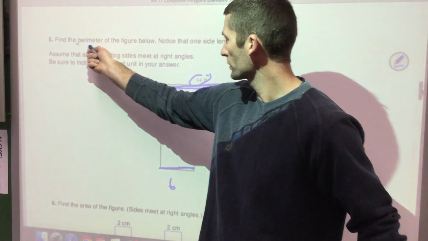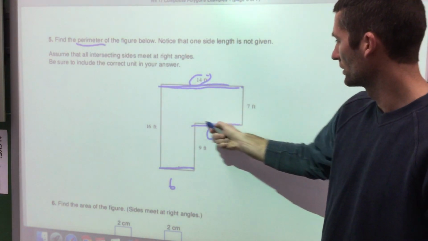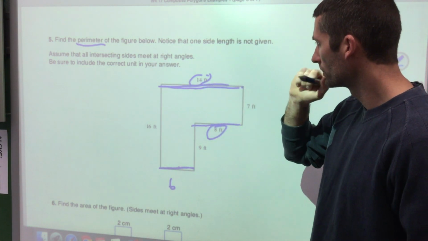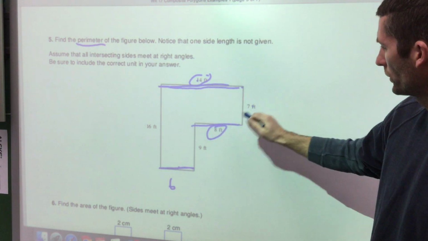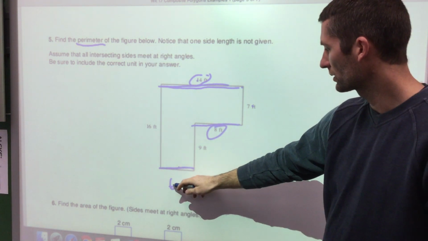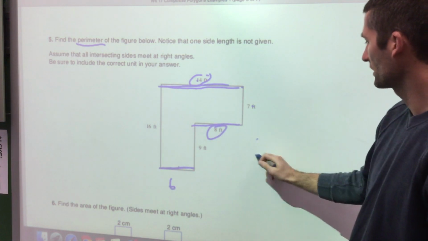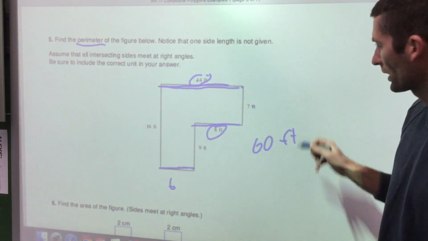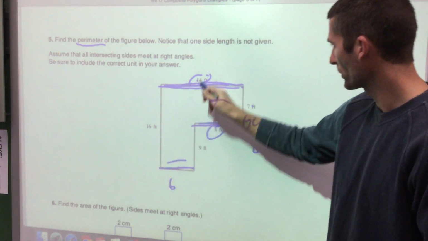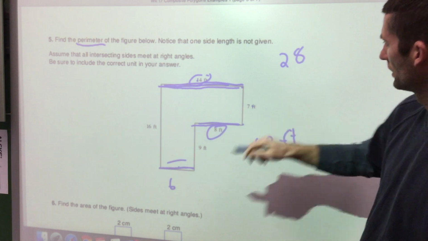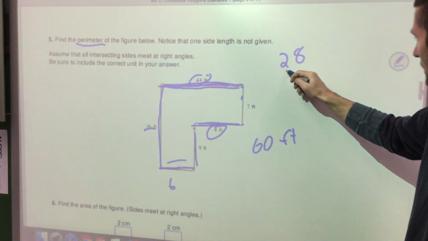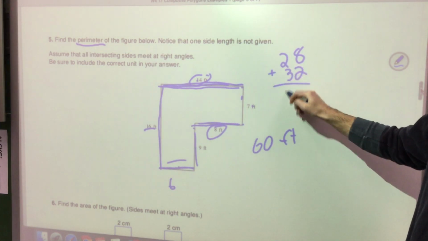Okay, so if I'm going to find the perimeter, I'm going to add up all the sides. I can start anywhere and just work my way around it. So 14 plus 7 is 21, plus 8 is 29, plus 9 is 38, plus 6 is 44, plus 16 is 60 feet. And I would want to check that. Another way to look at it is, since that's 14, that plus that is 14, so double 14 is 28. And since that's 16, that plus that is 16, so double 16 is 32. The answer is 60.